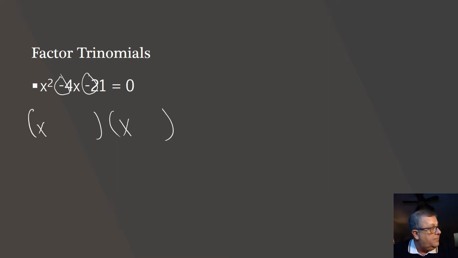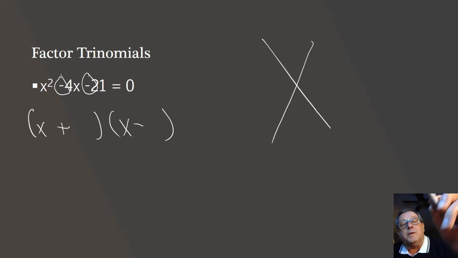I've got a negative last term and a negative middle term. And so I know that inside my parentheses, I'm going to have a plus and a minus. And that's because when I multiply in my last term, if I got a positive and a negative, I can have a negative number. And so kind of like before, but a little bit different, I'm looking for two numbers that can multiply to negative 21 and then add to negative 4.